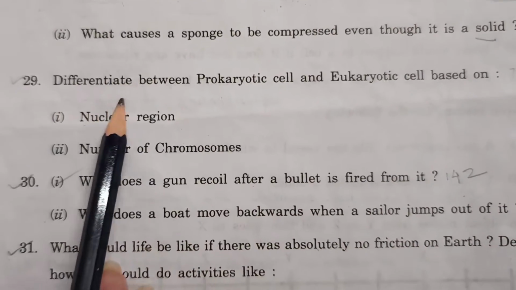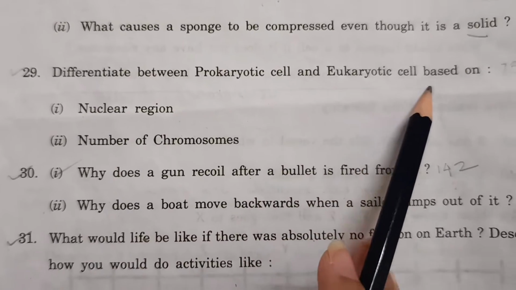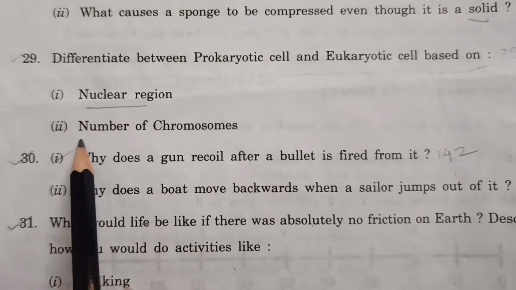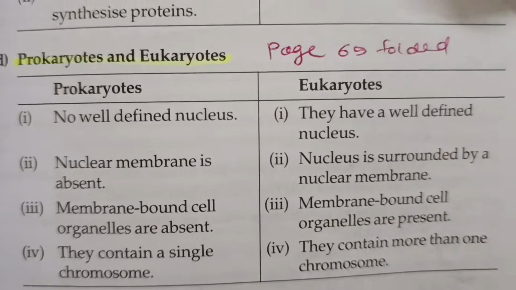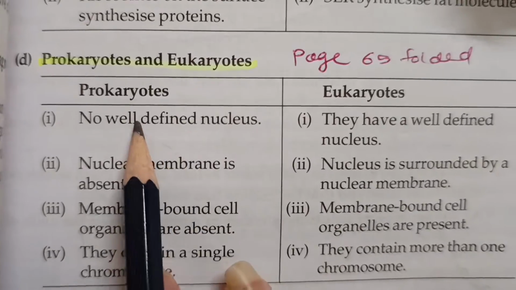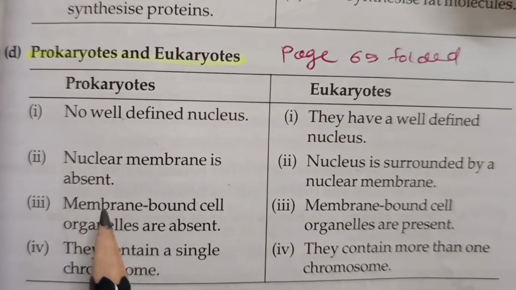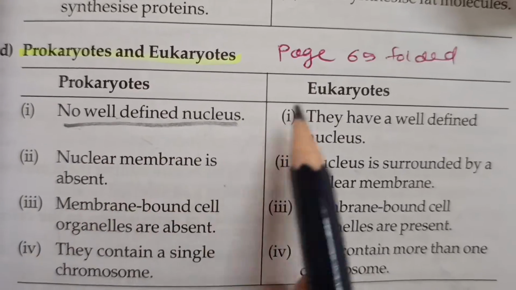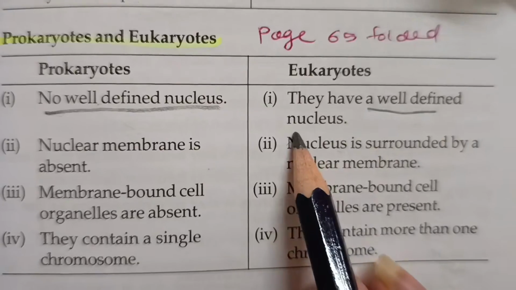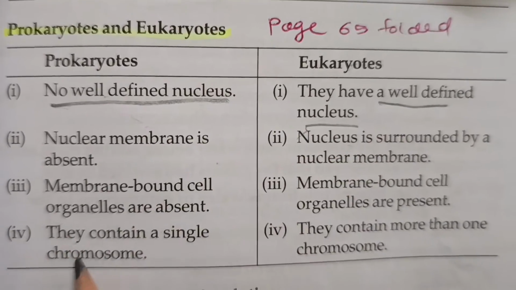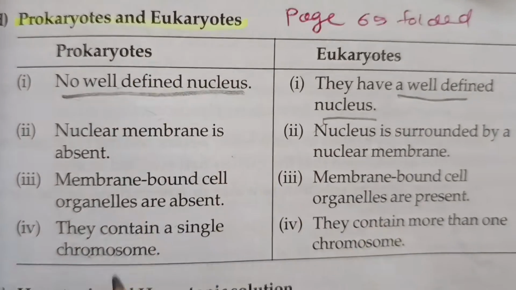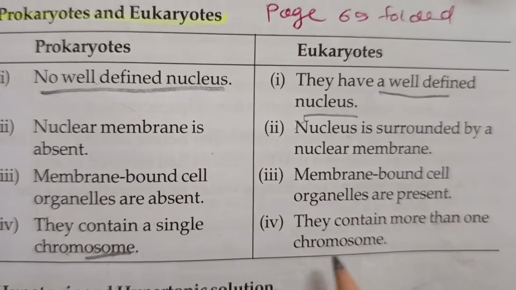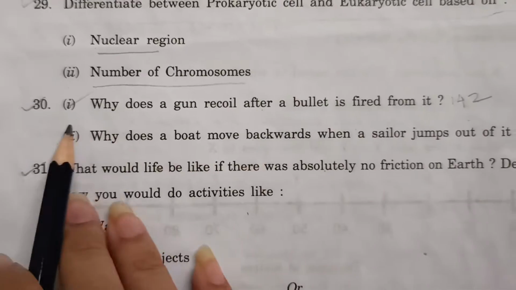Question number 29. Differentiate between prokaryotic cell and eukaryotic cell based on 1. nuclear region, 2. number of chromosomes. Based on the nuclear region, prokaryotes have no well-defined nucleus and eukaryotes have a well-defined nucleus. Second, based on the number of chromosomes, prokaryotes contain a single chromosome and eukaryotes contain more than one chromosome.